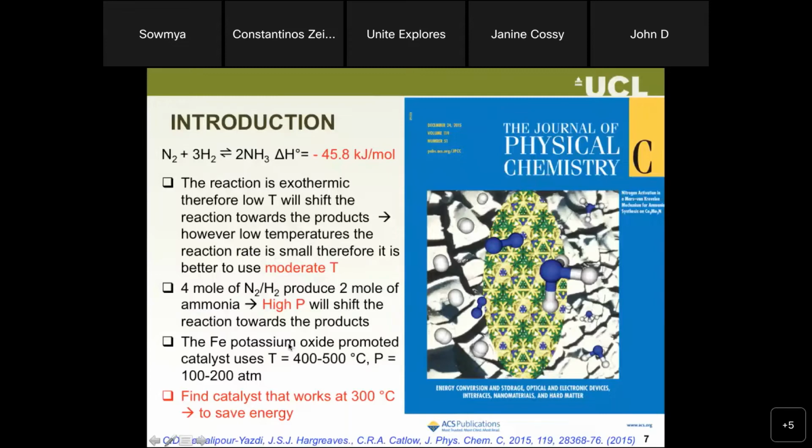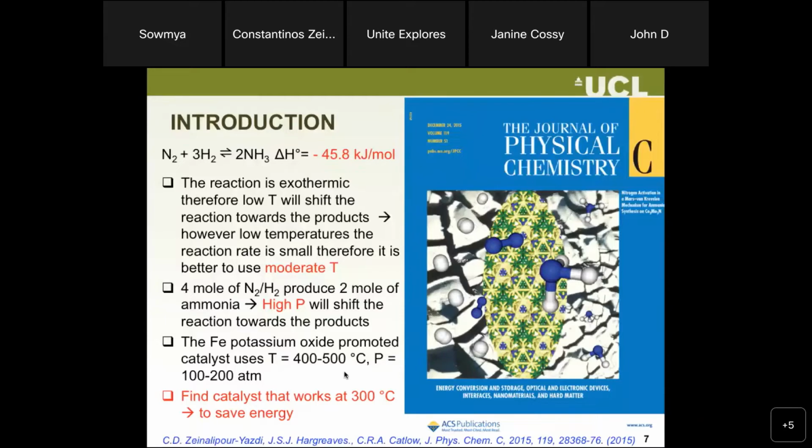In fact, the iron catalyst with potassium oxide promoter, which is used industrially for large-scale ammonia synthesis, uses temperatures between 400 and 500 degrees Celsius and pressures between 100 and 200 atmospheres. So our task was to find a catalyst that could work at lower temperatures and therefore save energy.